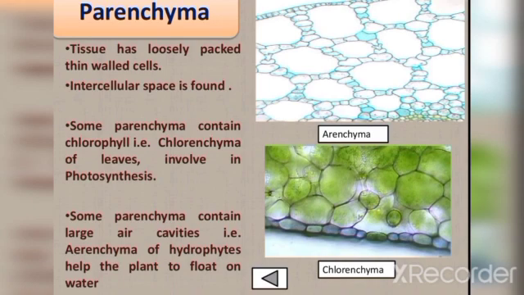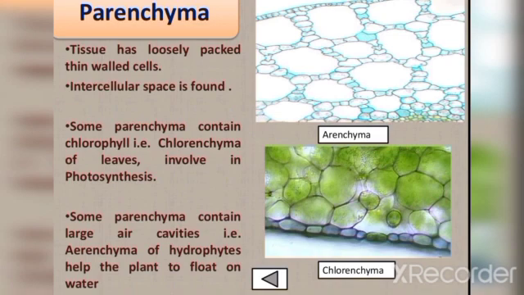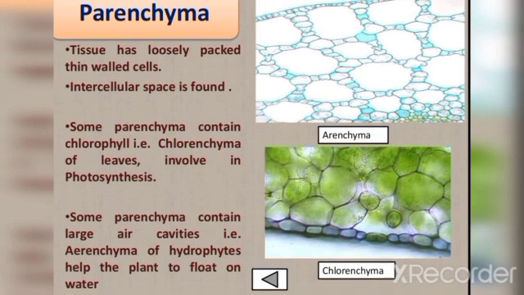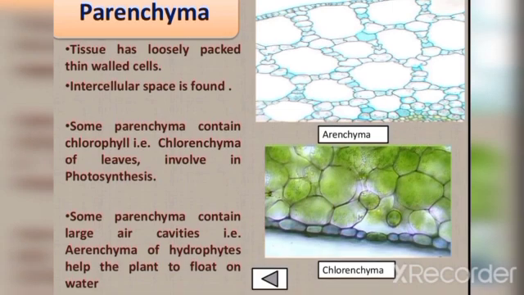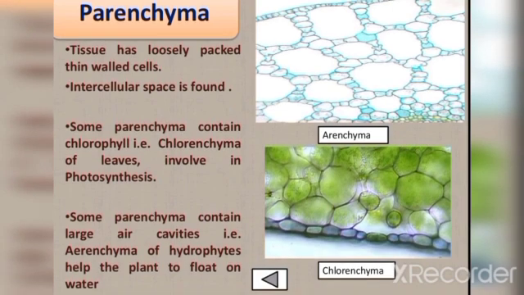Isodiametric means that they are equally expanded on all sides. The parenchymatous cells are oval, round, polygonal or elongated in shape. The cell wall is thin and encloses a dense cytoplasm which contains a small nucleus and surrounds a large central vacuole.